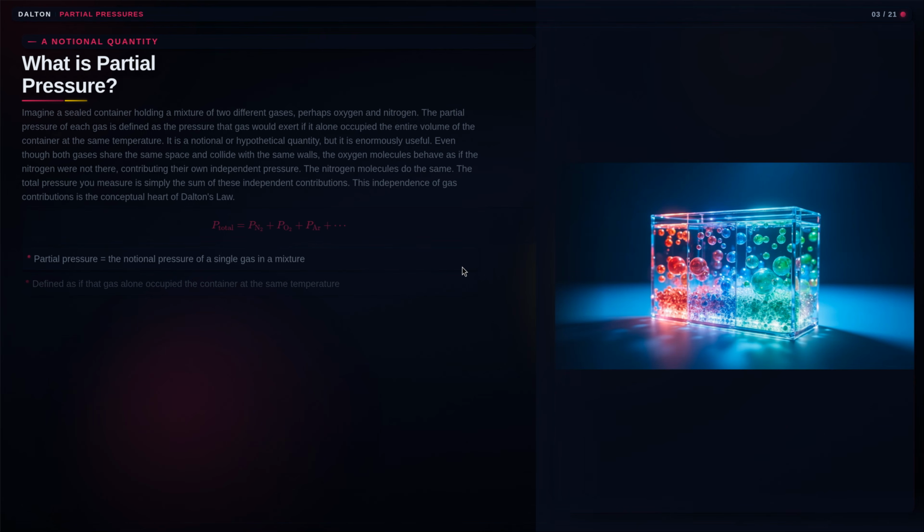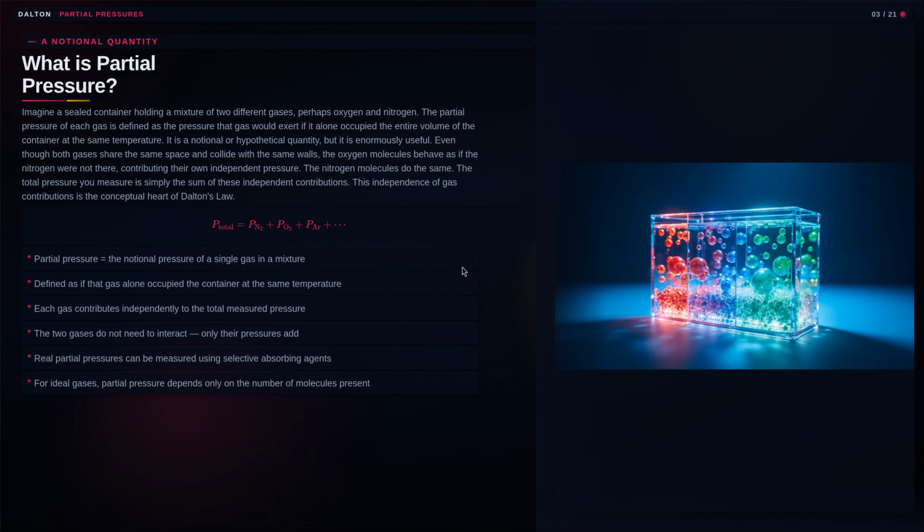So, what exactly is partial pressure? Imagine a sealed container holding a mixture of two different gases, perhaps oxygen and nitrogen. The partial pressure of each gas is defined as the pressure that gas would exert if it alone occupied the entire volume of the container at the same temperature. It is a notional or hypothetical quantity, but it is enormously useful.